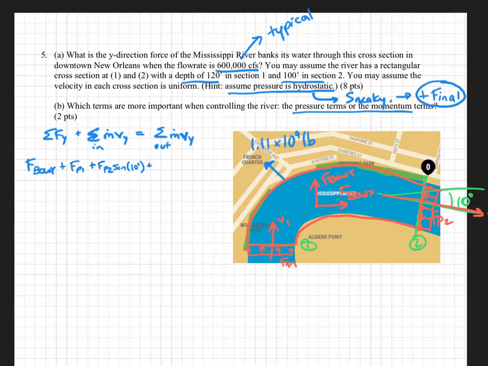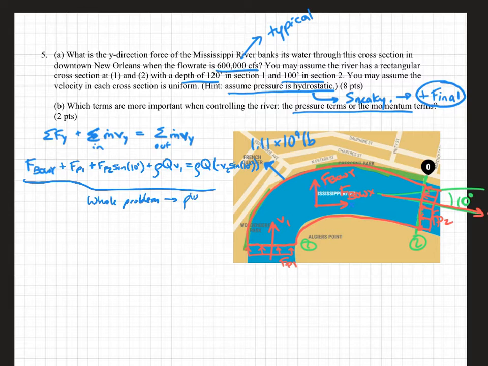And now I need the in velocity. We need to account for this in velocity. So that's going to be m dot, so it's going to be rho Q v1, equals the out, which is going to be rho Q, m dot. And then the vy right there, notice it has a negative vy, so it's going to be negative v2 sine of 10 degrees. And so this is the whole setup right here. That's the whole problem, really. All you have to do is plug in correctly, which is not easy at all. I don't want to pretend that it is. But once you're here, you've got most of the work done.